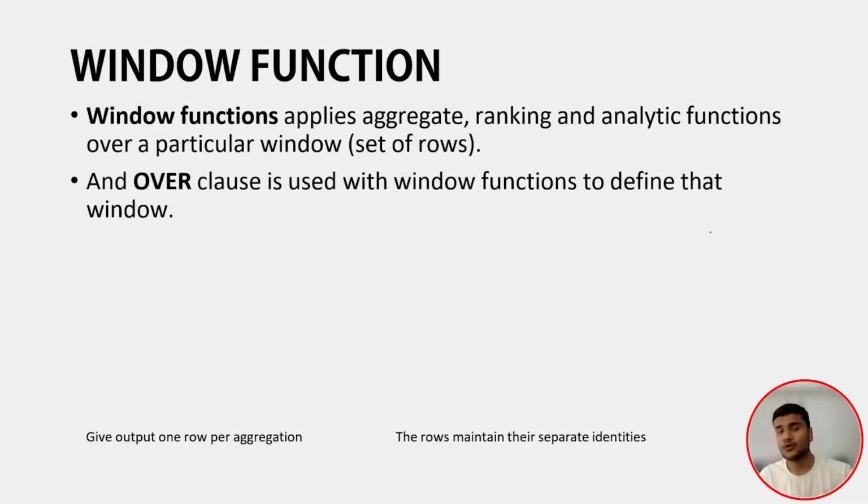Windows function is used whenever I want to apply aggregation, ranking, and analytical functions over a particular window or a set of rows. If I want to apply a function to certain rows or a specific window of my dataset, that is when I will be using Windows function. The keyword used here is OVER. The OVER clause is used within a window function to define which window we'll be working on.